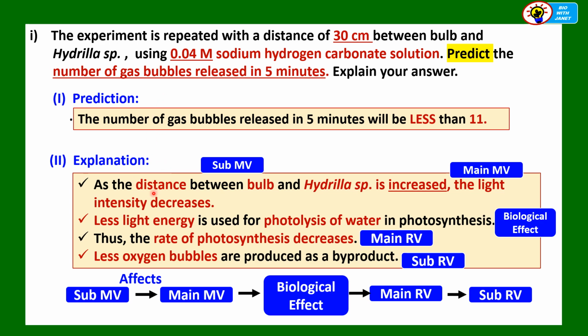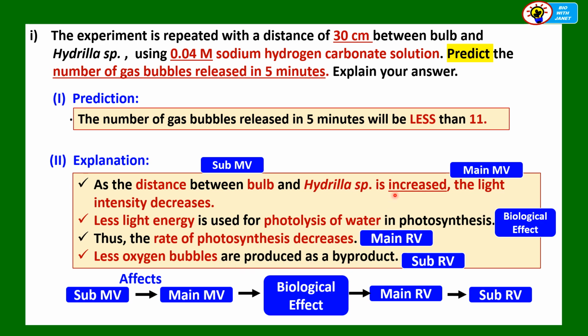As the distance between bulb and Hydrilla species is increased, the light intensity decreases. Or you can just bracket this up, you can just write the light intensity decreases at a distance of 30 cm between bulb and Hydrilla species. So less light energy will be absorbed by the plant and will be used for the photolysis of water in photosynthesis. Thus, the rate of photosynthesis decreases and there are less oxygen bubbles produced as a byproduct.